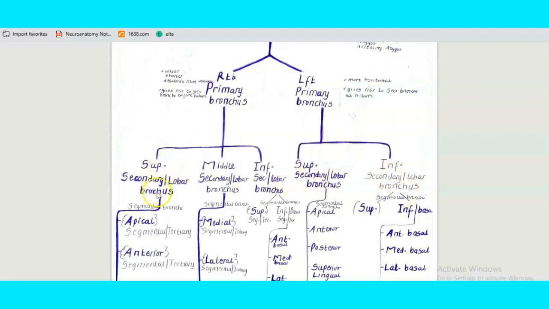This secondary or lobar bronchus, hence the name lobar, supplies the lobes. The superior will give out segmental branches to the superior lobe, the middle will give out segmental branches to the middle lobe, and the inferior will give out segmental branches to the inferior lobe. Then for the left, superior will give to the superior lobe, and inferior gives to the inferior lobe.